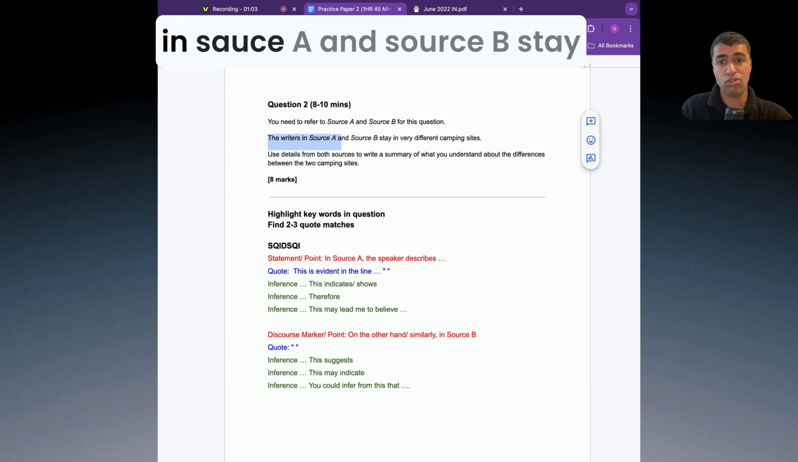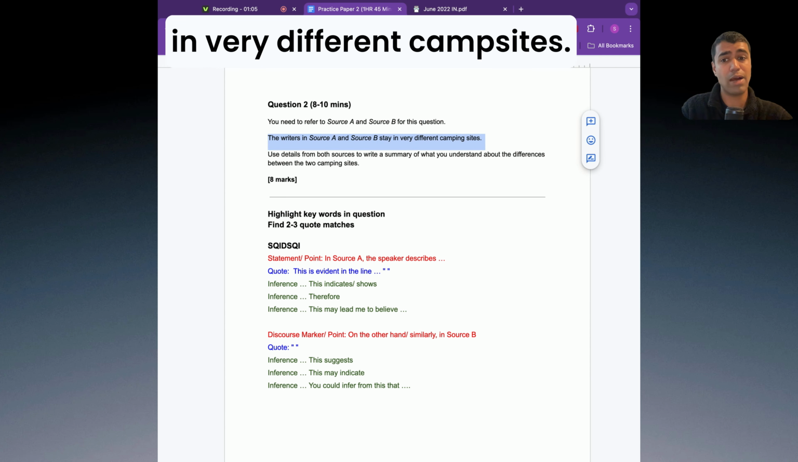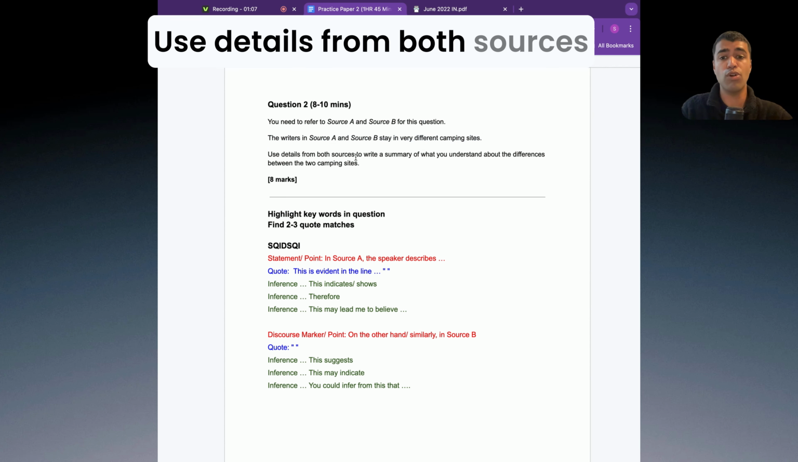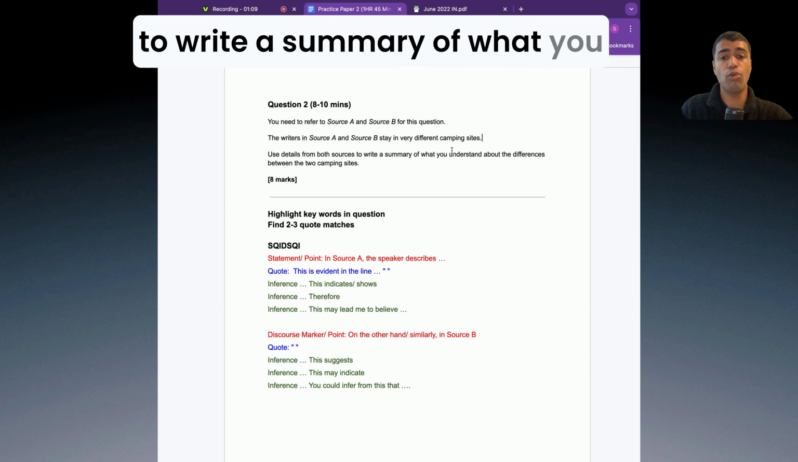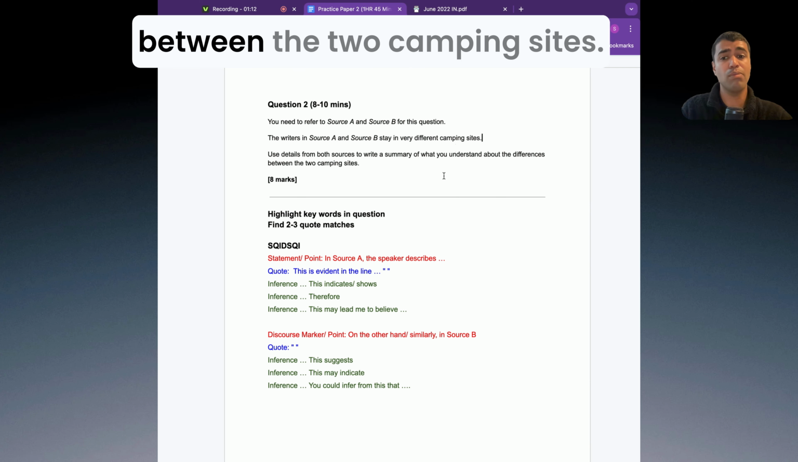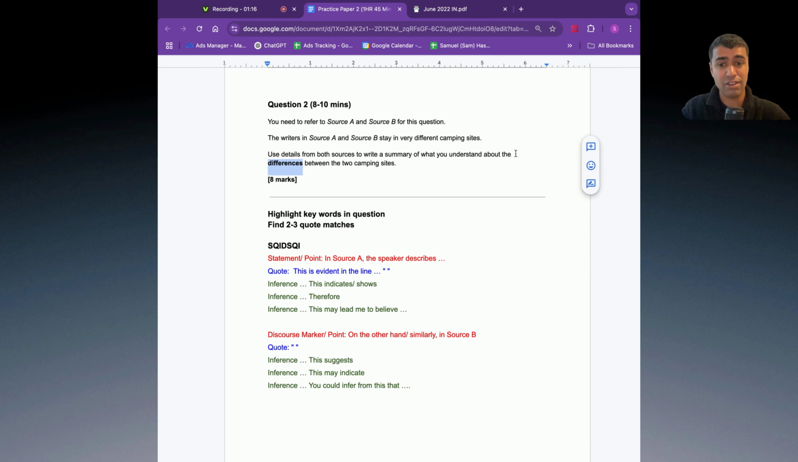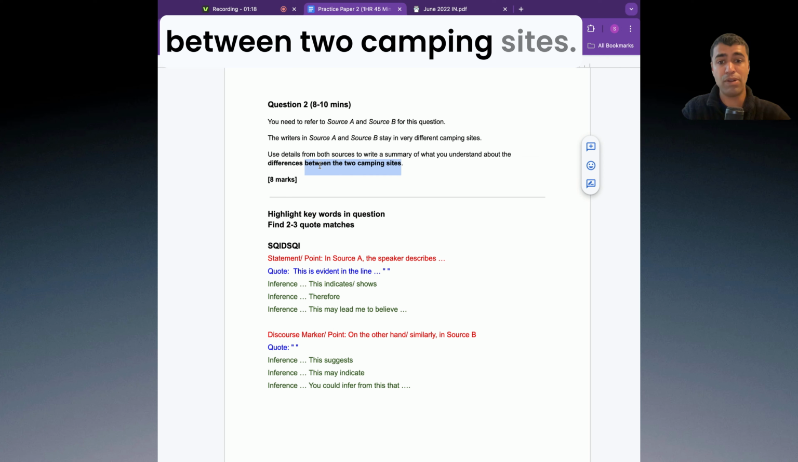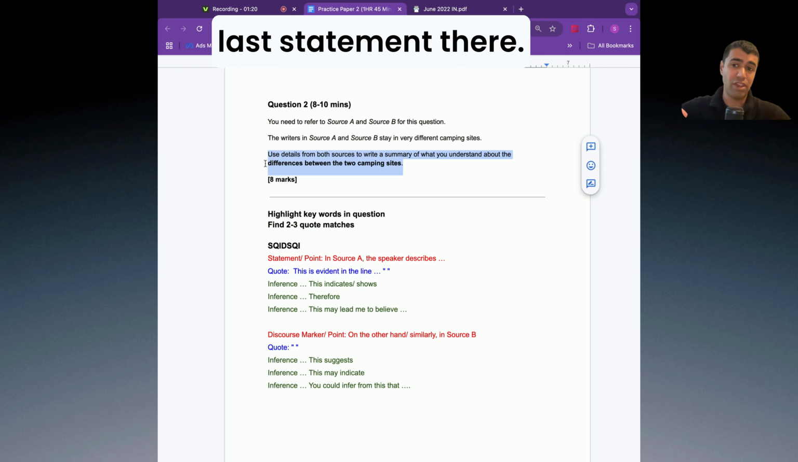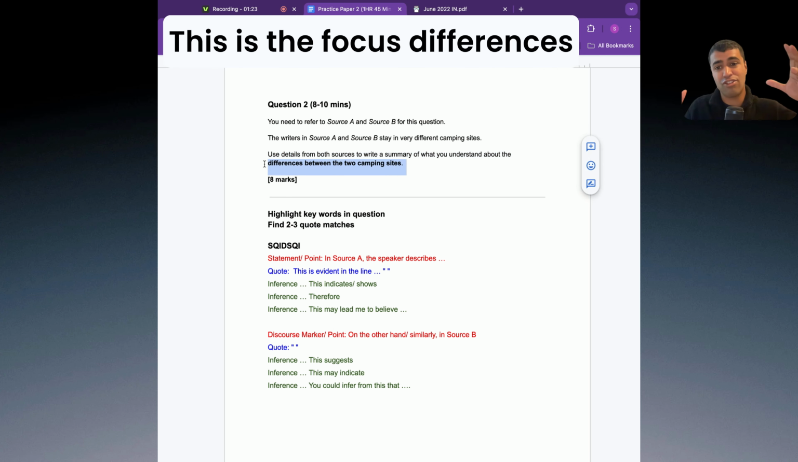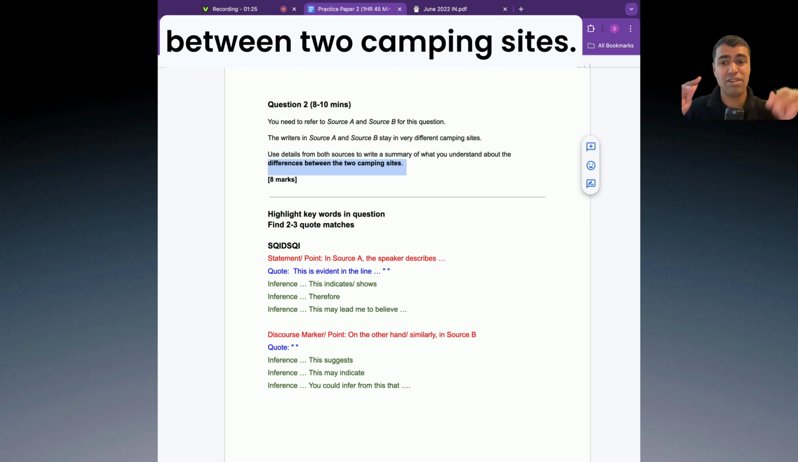Now, what is the focus in this question? We can see the writers in source A and source B stay in very different campsites. Use details from both sources to write a summary of what you understand about the differences between the two camping sites. So, what is the focus? It's differences between two camping sites. So, you can find it in that last statement there. This is the focus, differences between two camping sites.